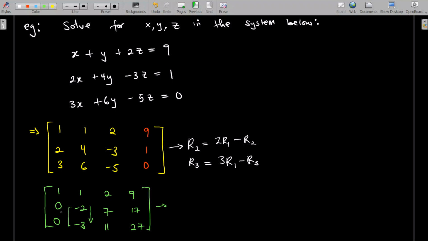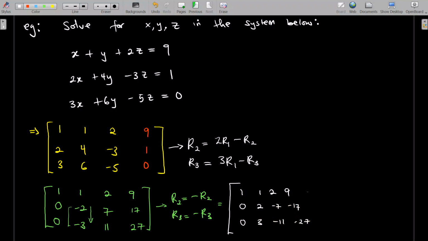You can try to multiply the row. So my new row 2 should transform into negative row 2, that is negative times the original row 2, and row 3 should also transform to negative row 3. That's going to give me a new augmented matrix in this form: 1 1 2 9, 0 2 -7 -17, and 0 3 -11 -27.